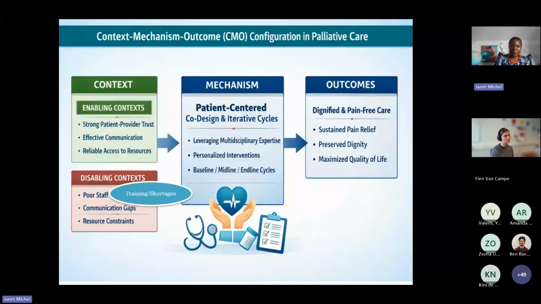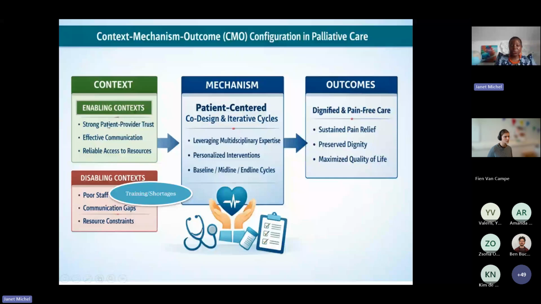When we have a theory of change like that, we have a clear context mechanism and outcome pathway. If we get these outcomes, sustained pain relief, preserved dignity, or maximized quality of life, we go back and see what has enabled this. And then we realize we have the multidisciplinary expertise, we have a personalized intervention for this pain, and we have the baseline, midline, and endline data.